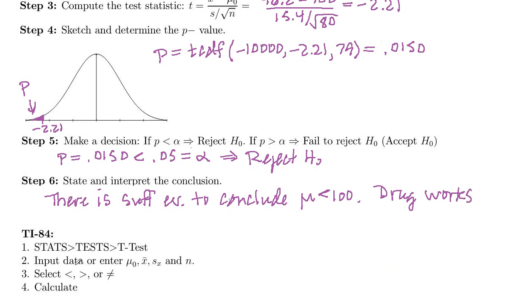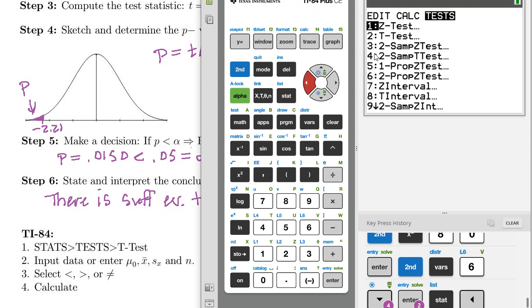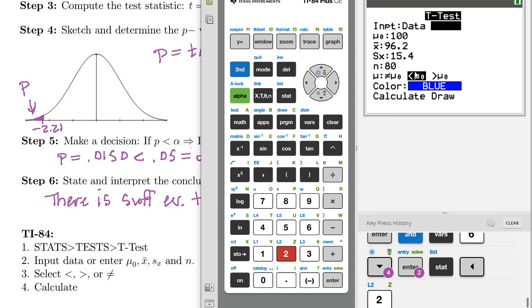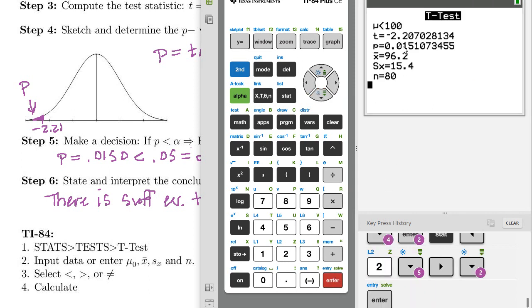We can also check this on the calculator using the t-test function inside of stats. So we can go to stat, arrow to tests, and then t-test is number 2. Make sure it says stats. And then our mu0 here is 100. X bar I put in 96.2, standard deviation 15.4, sample size is 80, and then I came over and checked the less than. And if we go ahead and you can either calculate or draw. So if we calculate, there's our t and our p, 0.0151. We were off by just a little bit.